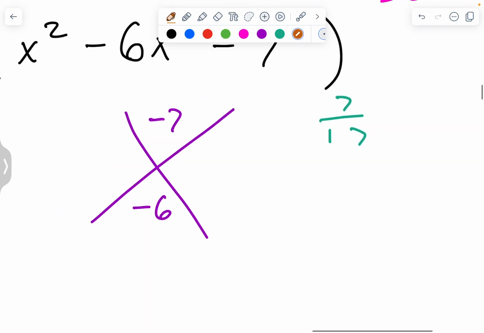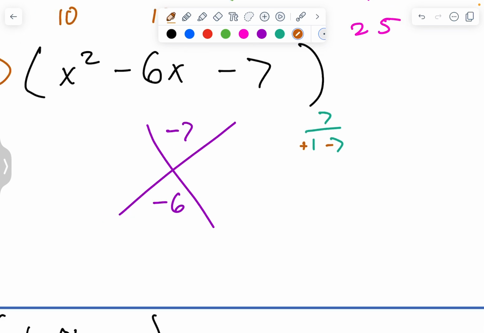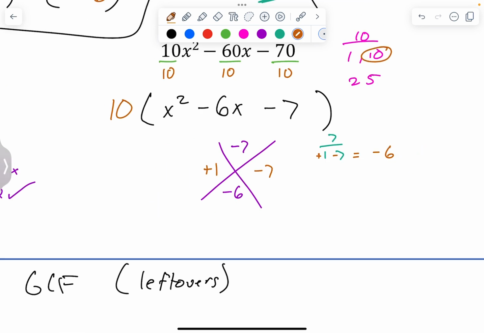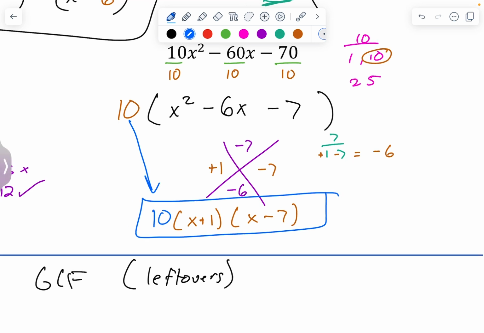But what combination here is going to add to negative 6? So take a minute and think about what sign you should put out in front of each of those numbers in order to get negative 6. And it should be positive 1 and negative 7. Again, you know that the larger number should be negative. Those two do add to get you a negative 6. So my factors here are x plus 1 and x minus 7. And then that greatest common factor, don't forget about it, has to come out in front. So it's 10 times x plus 1 and x minus 7.